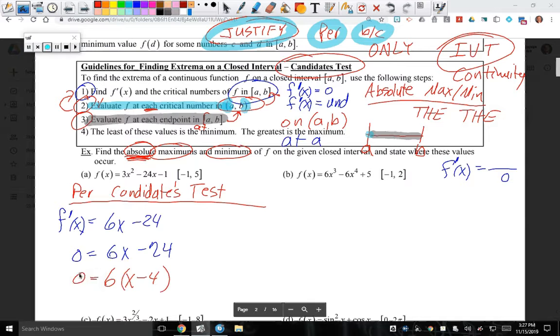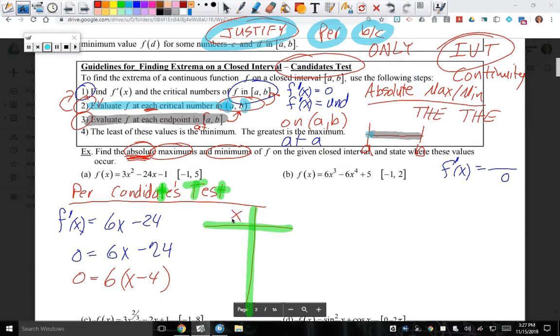4. So guys, we're going to make a table with candidates tests. And the best way to remember that is this is a T. This is a T, and this is a T. So that's a T. I'm just joking. But candidates test is going to have a table. That's your work. That's your justification.